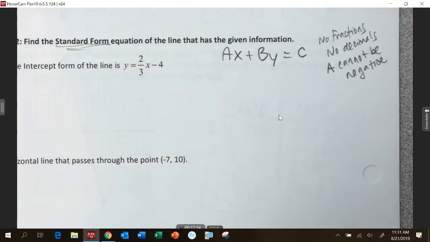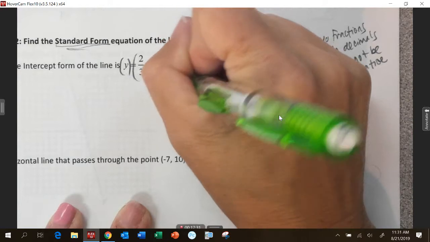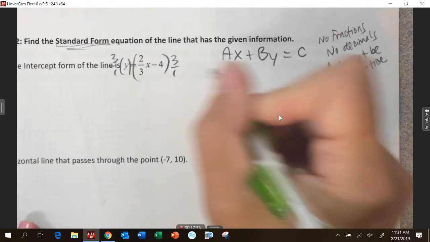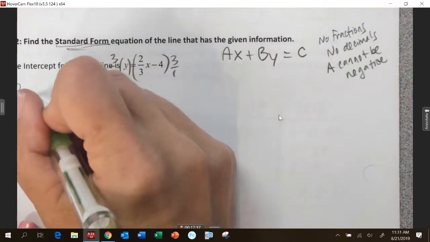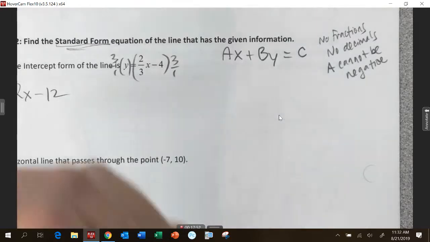Kurt? Yeah, we just want to multiply by the denominator, by 3, 3/1. So that way now we don't have fractions. 3y equals 2x minus 12. Okay. From here, Jacob, what should we do now? Okay, subtract the 2x.